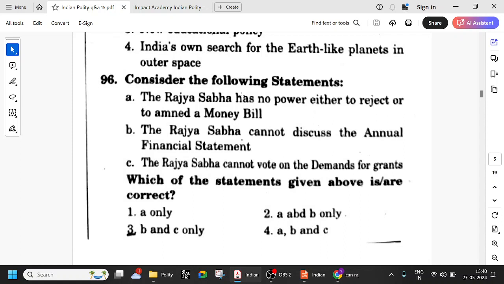The Rajya Sabha cannot discuss the annual financial statement. That is true. The Rajya Sabha has no power to discuss the annual financial statement, and the Rajya Sabha cannot vote on the demand for grants. That is also true. The Rajya Sabha has no powers when it comes to voting on the demand for grants. So which of the following is correct? A only. Don't go with that option. Only A is the correct option.